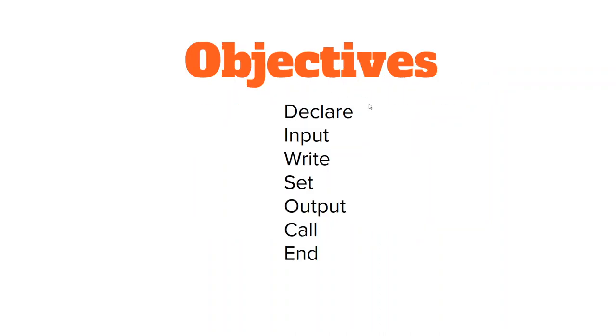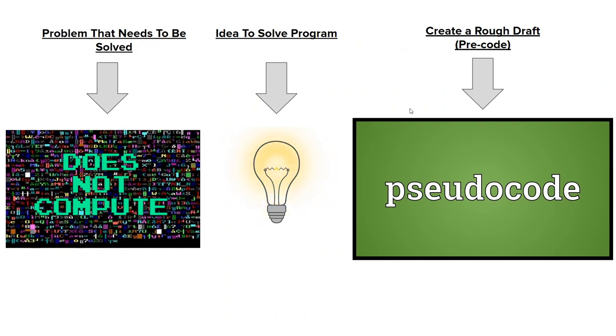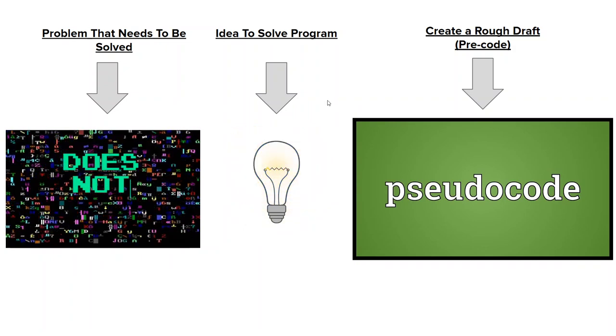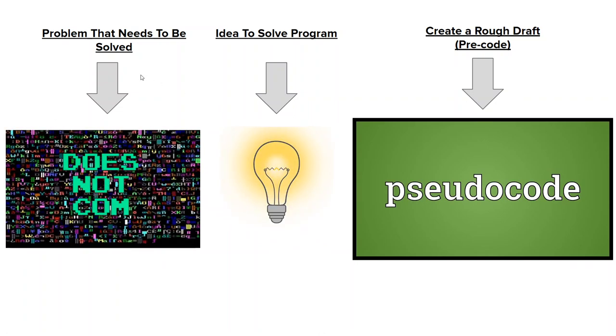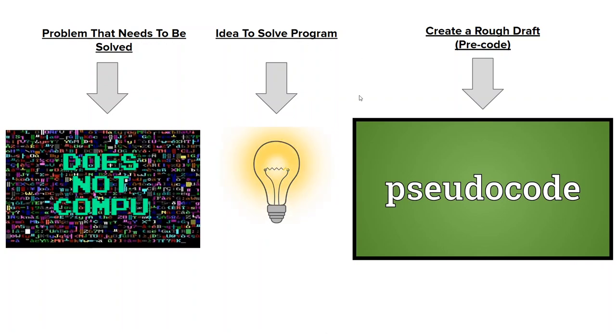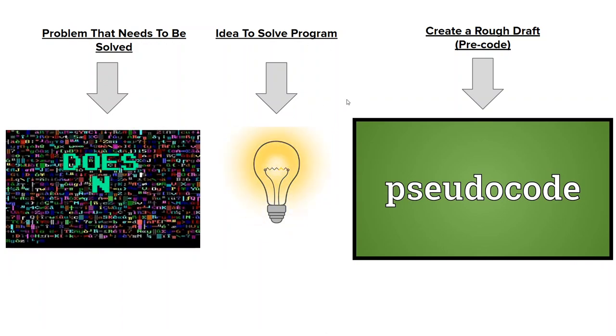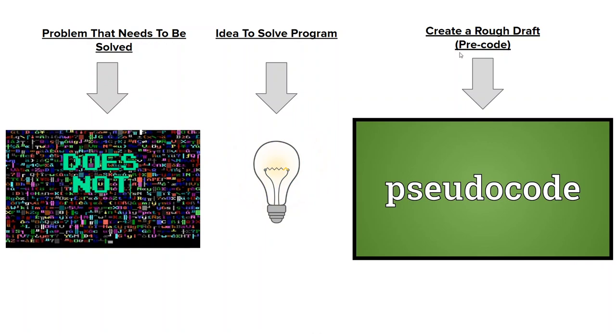Our objectives: we're going to learn what declare, input, write, set, output, call, and end mean in pseudocode. Most programmers use pseudocode before they write code in a programming language. You have a problem that you need to solve, then you construct an idea on how to solve that problem, and before you write your main code in whatever programming language you use, you write pseudocode.